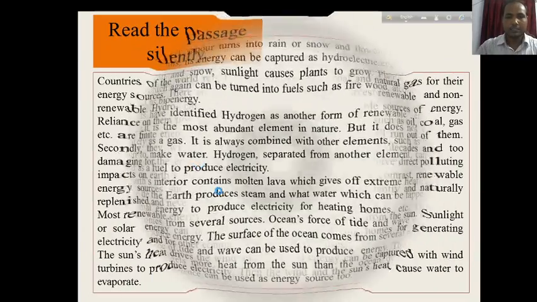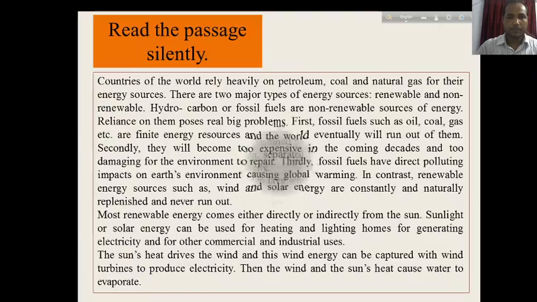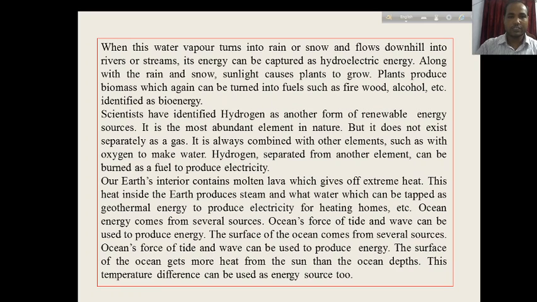Hydrogen separated from another element can be burnt as a fuel to produce electricity.